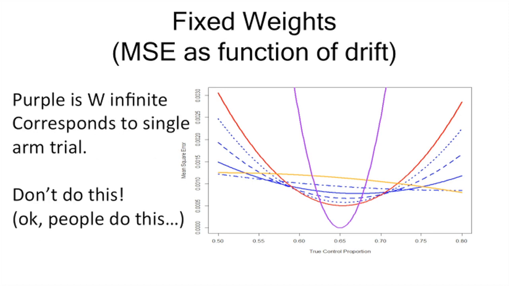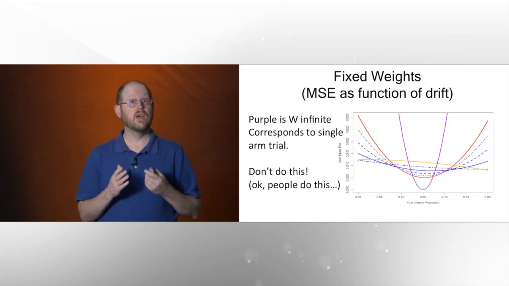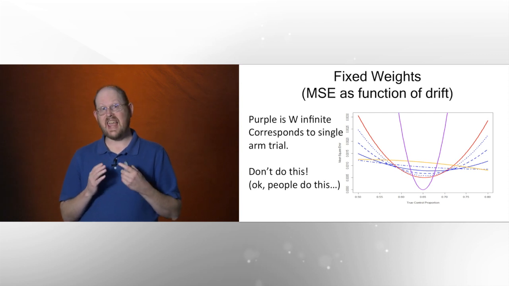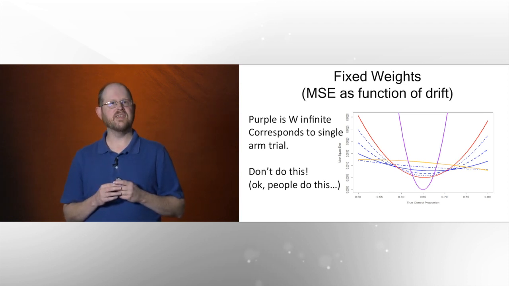The purple line is the problematic one. That corresponds to giving infinite weight to the past. This corresponds to a single arm trial. So if I don't use any control data at all in my current trial and just compare to 65, you can see if there's no drift at all, this is fantastic. I do perfectly. On the other hand, if there's any drift whatsoever, this essentially asymptotes. So this is a disaster.